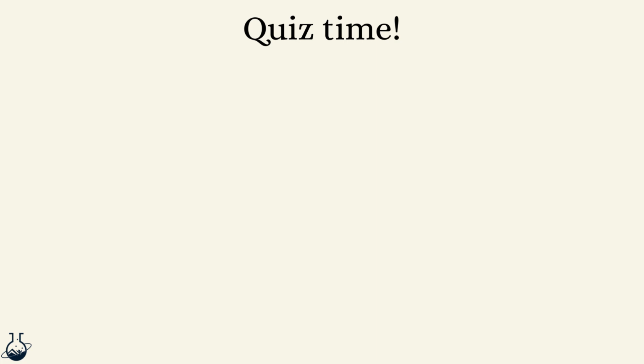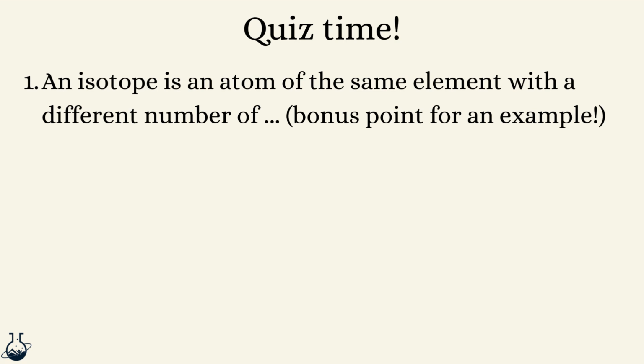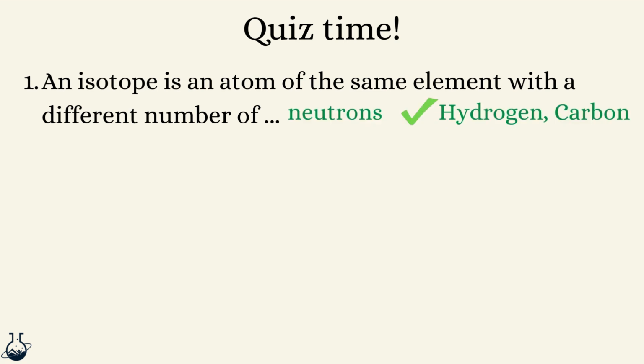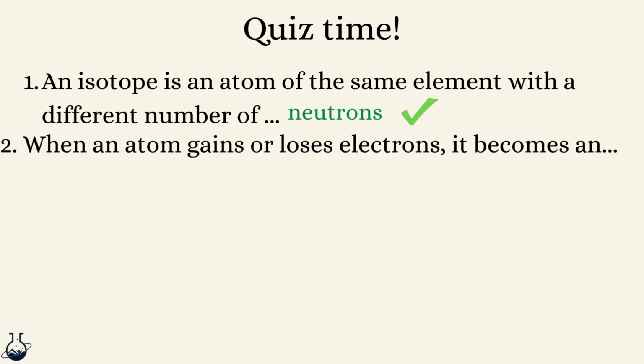Finally, time for our end of video quiz. Let's see what we know. Question 1. An isotope is an atom of the same element with a different number of... Bonus points for an example. Neutrons. Bonus points for isotope examples: hydrogen and carbon. Question number 2. When an atom gains or loses electrons, it becomes an ion. Well done.